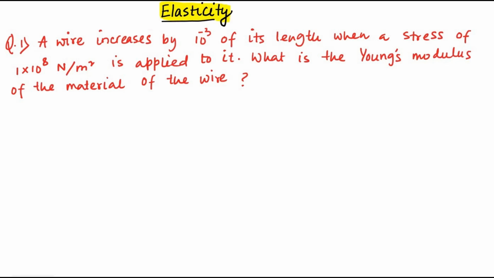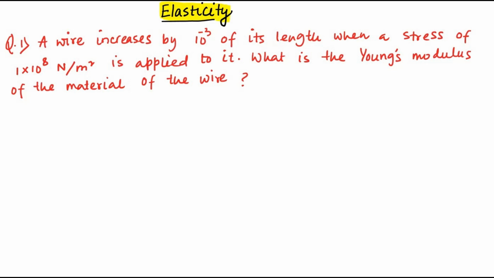Hello everyone. Today I am going to start some question answers from the elasticity chapter, and these questions are from SL Arora. Here we have the first question: a wire increases by 10 to the power minus 3 of its length when a stress of 1 into 10 to the power 8 Newton per meter square is applied to it. What is the Young's modulus of the material of the wire?